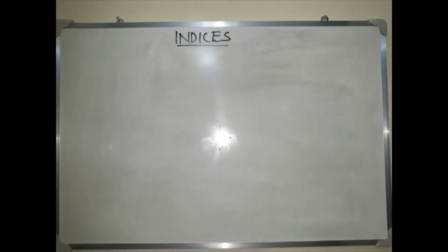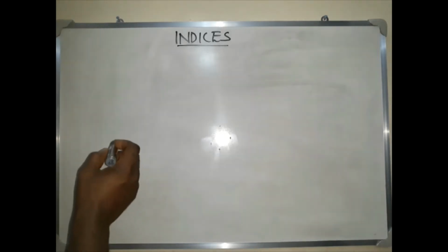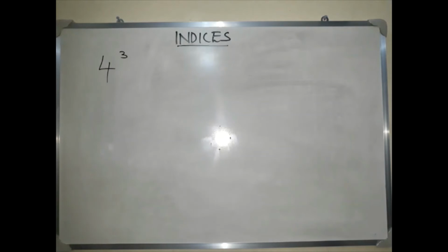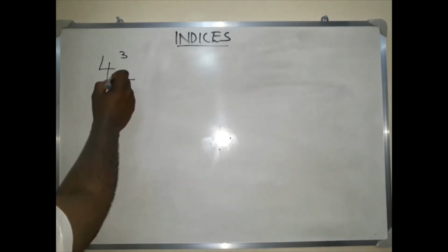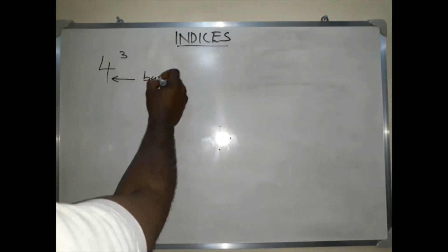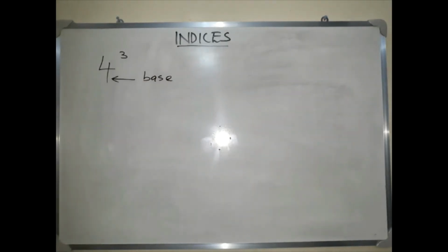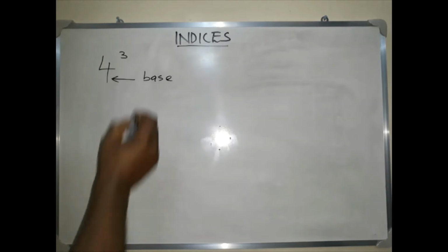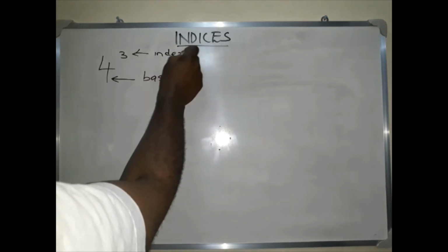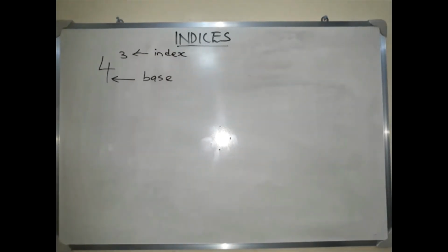You can see this term on the board. 4 raised to power 3. Now, the 4 here is known as the base, while the 3, which is the raised to power 3, is referred to as the index. The 4 is the base, while the 3 is the index.